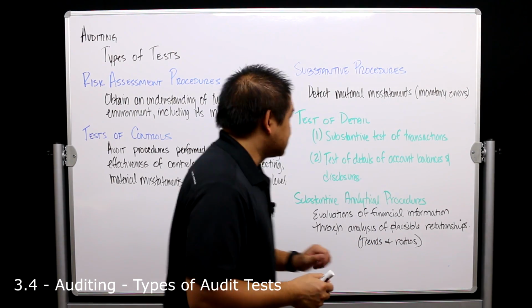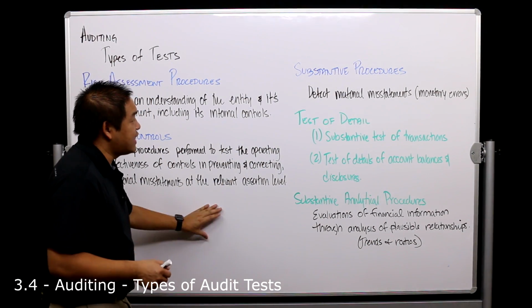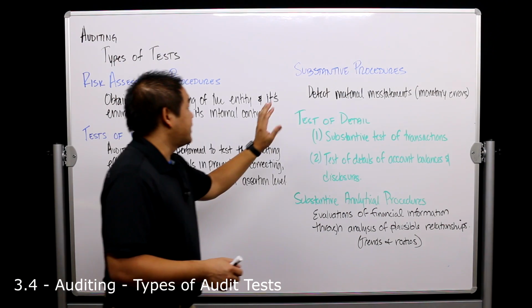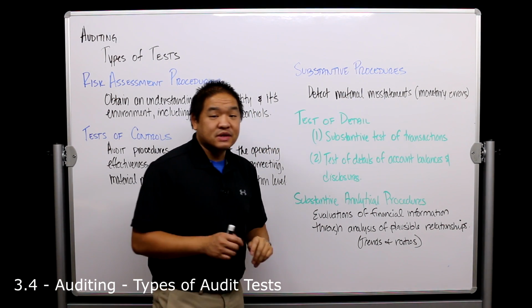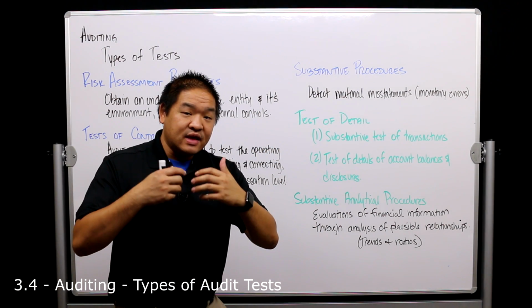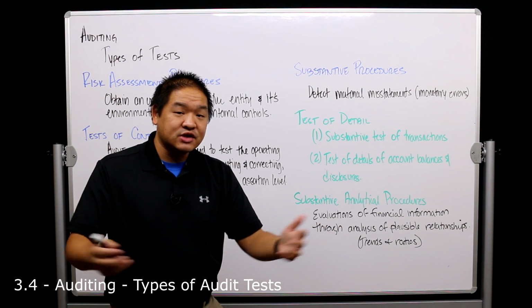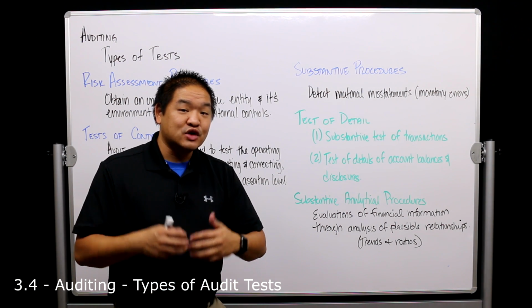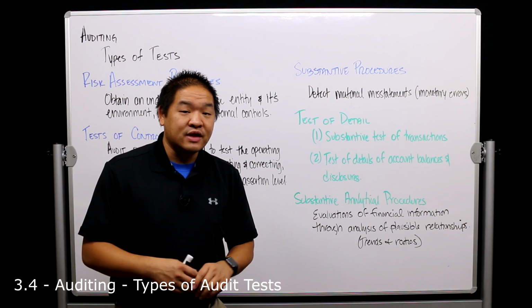So then the last part. Once we've done our test of controls and we've evaluated those test controls, then we have what we call substantive procedures. Substantive procedures are basically the main tests that auditors are going to do to see if numbers are materially misstated within the financial statement.